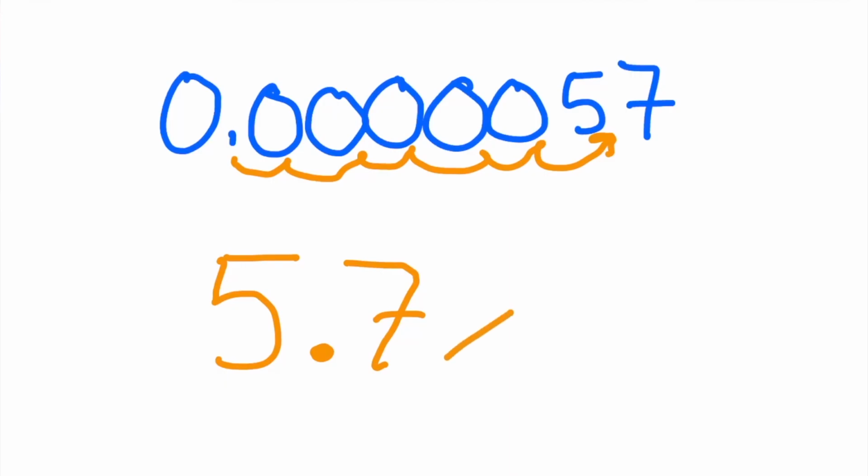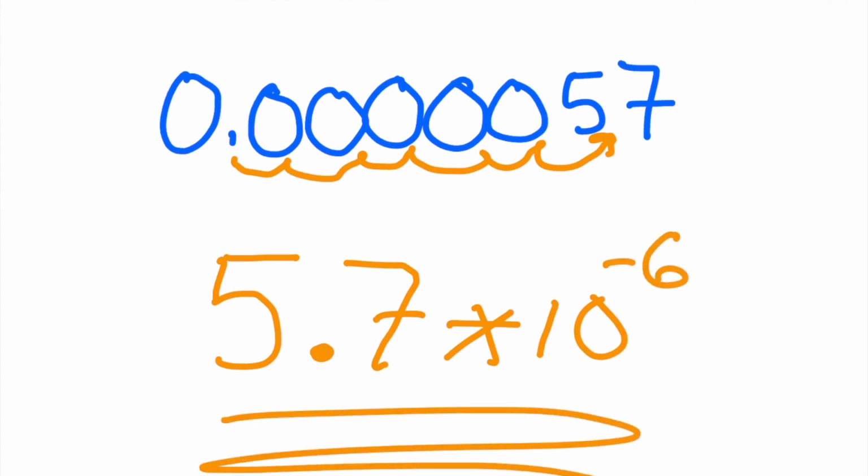So 5.7 times 10 to the negative 6 power. So when I move my decimal point to make the number from a really small number up to between 1 and 10, the exponent is going to be negative. When I take a really big number and move my decimal point so it's a number between 1 and 10, I'm going to have a positive exponent. So positive exponents represent really big numbers, and negative exponents represent really little numbers.